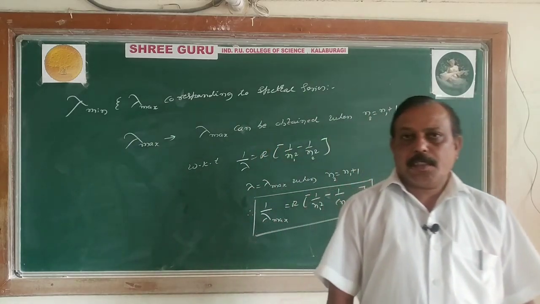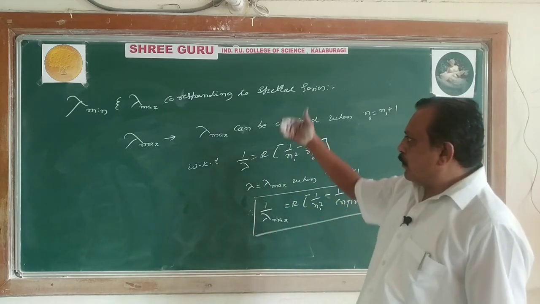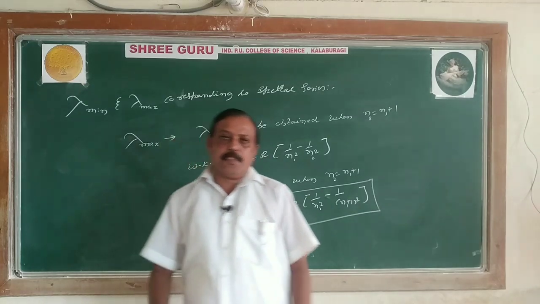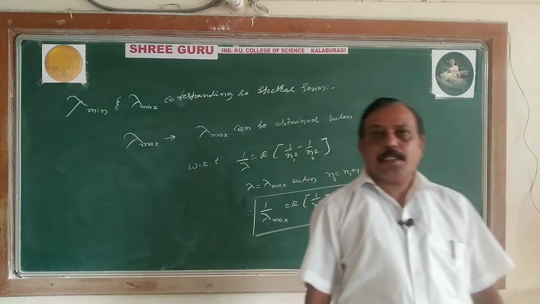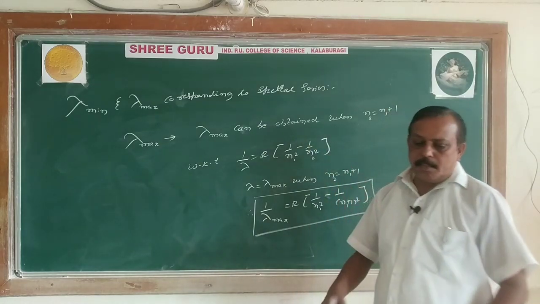The region of appearance was also given, then after that we calculated the maximum wavelength and minimum wavelength. The minimum wavelength is obtained when n2 equals infinity. The maximum wavelength is obtained when n2 equals n1 plus 1. Now these are the things we have studied today.